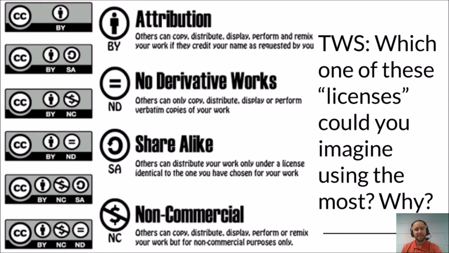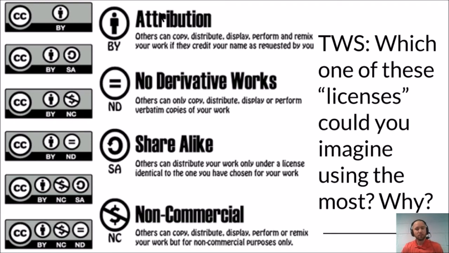The first one that says BY is for attribution. Others can copy, distribute, display, perform, and remix your work if they credit your name as requested by you. So if I create something and the only thing I want is people to give me credit for that, then I would do this symbol on my work, CC with the BY. So if I wrote Harry Potter and people can change the story or make up their own books and they could call those books Harry Potter, they can do so as long as they put my name in that work.